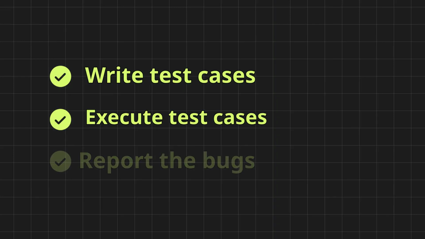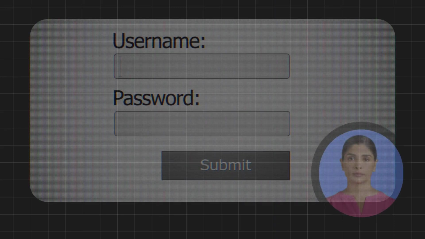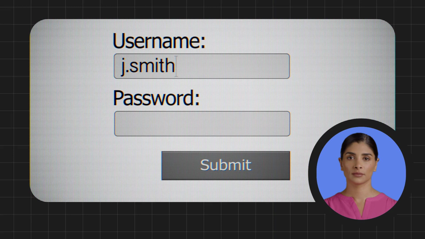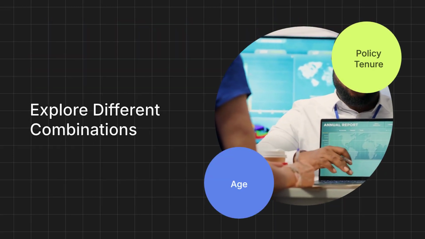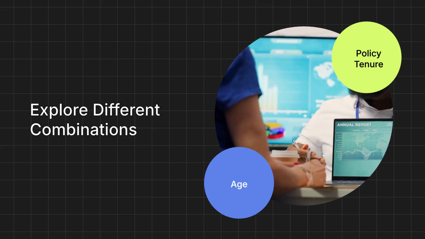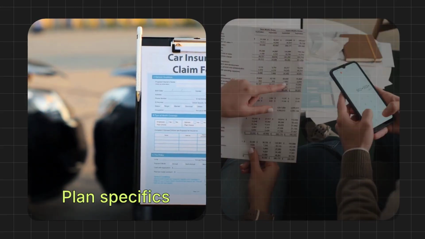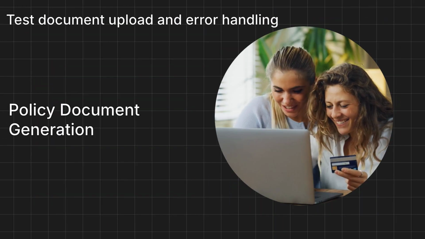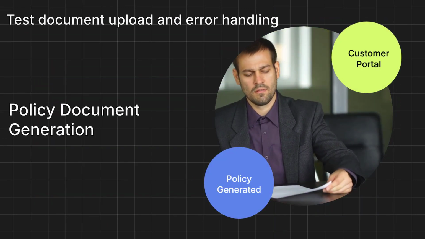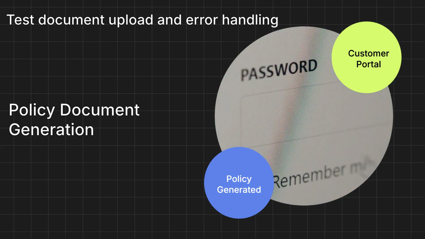As a manual tester, you would validate if mandatory fields are enforced correctly. Check various combinations of age, sum assured, and policy tenure. Verify premium calculations across different plans. Test document upload and error handling. Confirm that after payment, the correct policy document is generated and available in the customer portal.